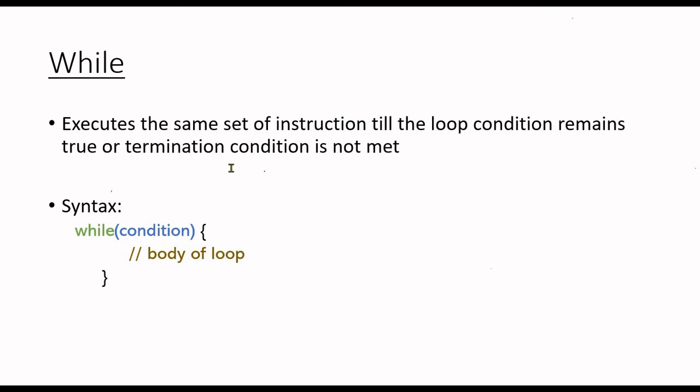Now while loop executes a certain set of instructions till the looping condition remains true. The general syntax of while loop is first we write the while keyword followed by the condition against which our loop will be performed, and within the braces we write the body of the loop. So what does all this syntax mean? Let's understand this by an example.